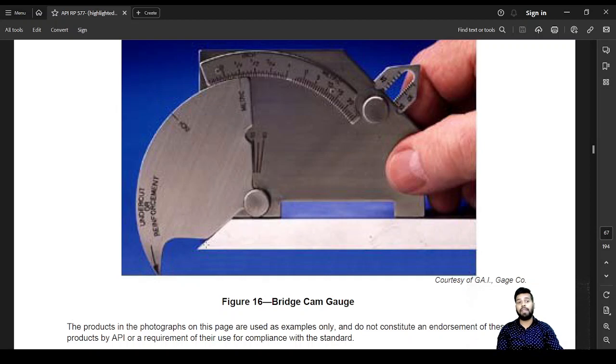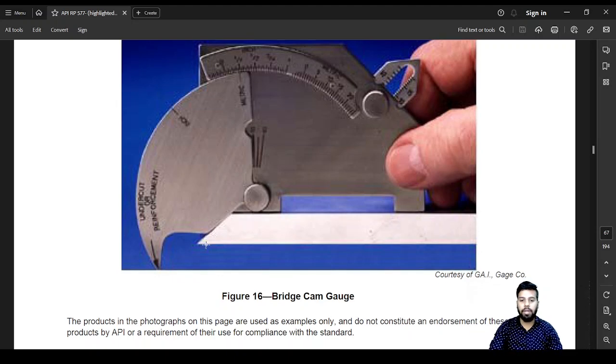It can also tell you if there is mismatch between two plates. It can also tell you the throat size and leg lengths. All of these things can be done by the bridge cam gauge. So if you have this gauge, most of the other weld gauge equipment is generally going to be eliminated, because this is basically a weld gauge on steroids.